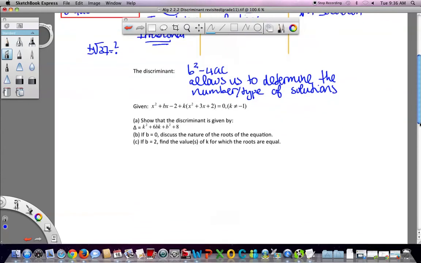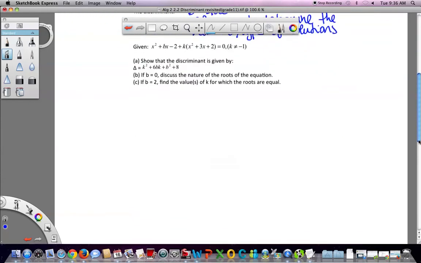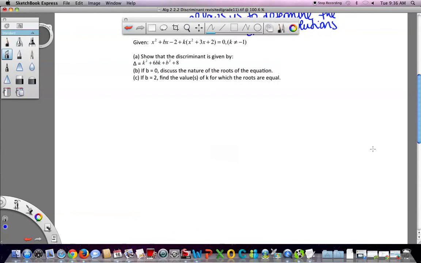Okay, those problems are often in context of a slightly more difficult problem, which you're going to see here. So given this long equation over here, okay, and k can equal a -1, we need to show that the discriminant is given by this thing over here. So this little triangle here, that's the Brooks notation for discriminant.